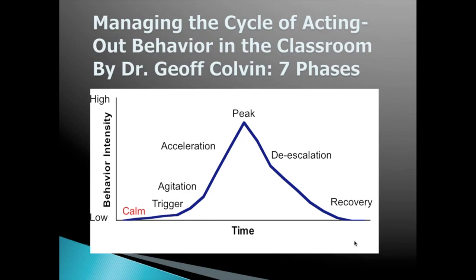Certainly if peak is reached, this is where the crisis planning would come into play, the use of seclusion or restraint under ESI. But we're going to walk through each of these 7 phases, again, with the goal of providing you some very basic de-escalation and prevention strategies around the research of Colvin.